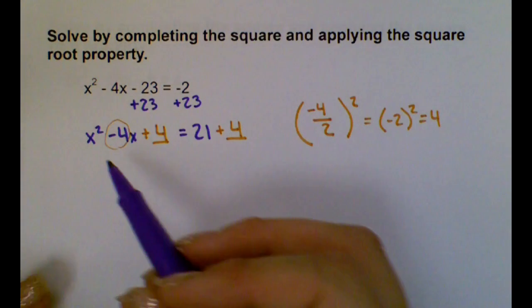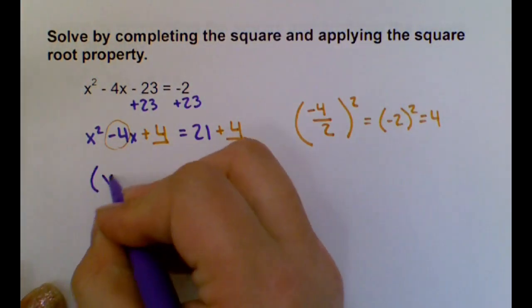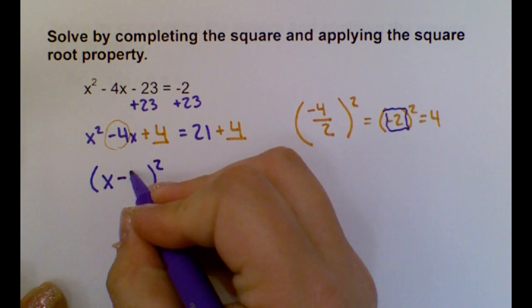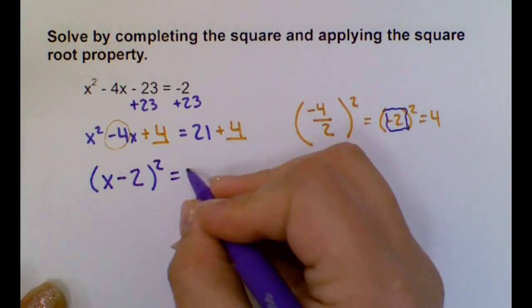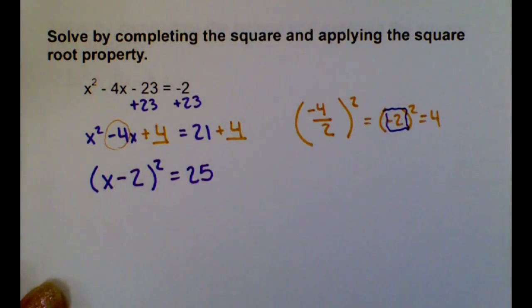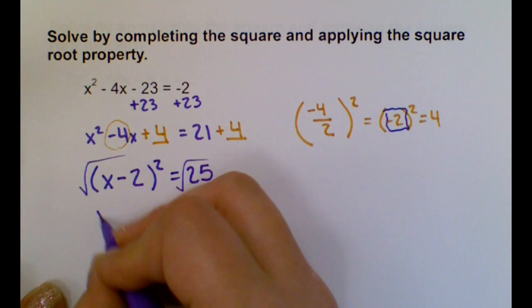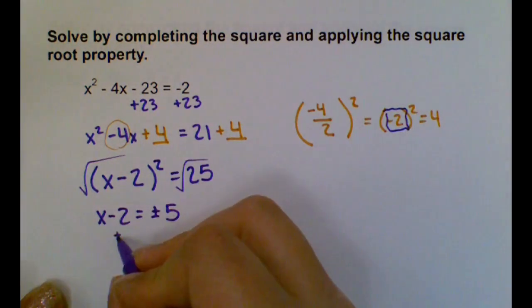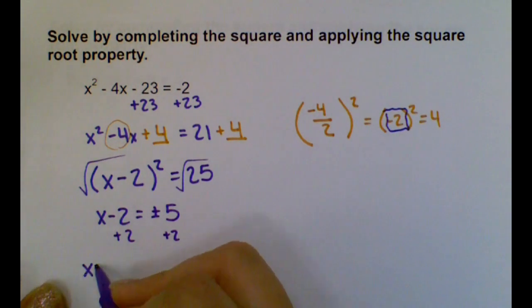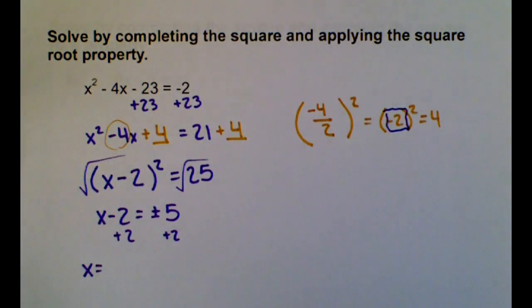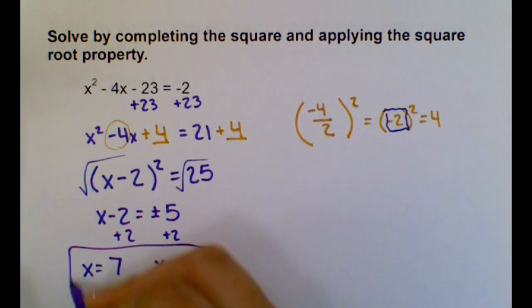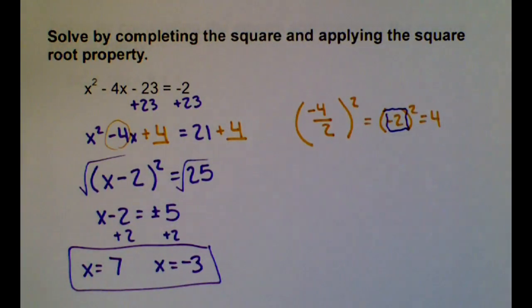Now we factor. The reason we chose 4 here is because this will factor into x something squared. That something matches right here, before we squared it, b over 2, minus 2. And then 21 plus 4 is 25. Now we undo the square by square rooting, leaving us with x minus 2 equals positive or negative 5. And then we add the 2. But if you can actually figure these out, you cannot leave it as 2 plus or minus 5. 2 plus 5 makes 7. 2 minus 5 is negative 3. Those are my two solutions, found by completing the square.